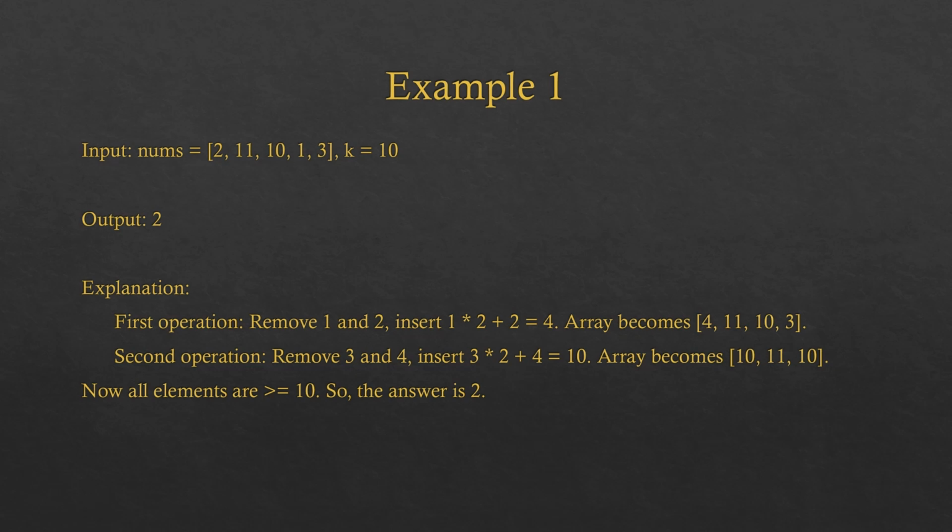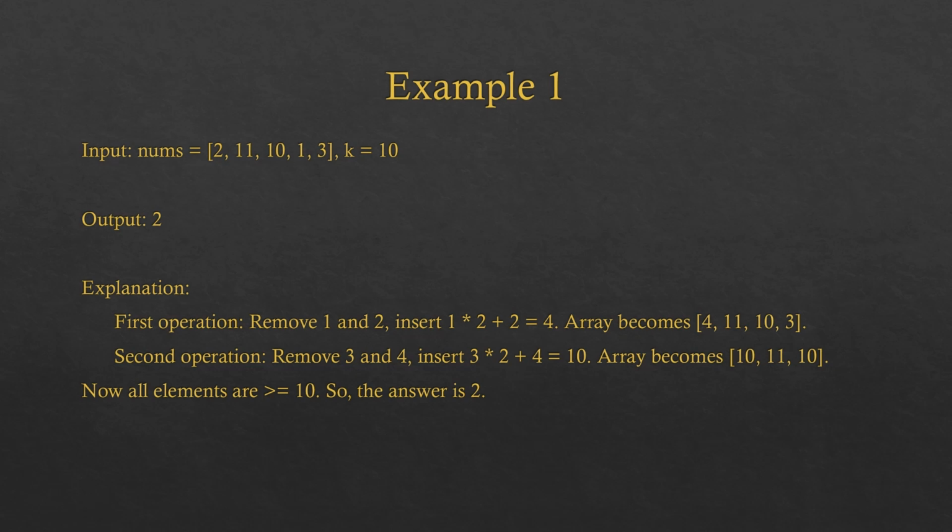Let's take a look at example 1. We have the array with elements 2, 11, 10, 1, 3 and k equals 10. The goal is to make all elements greater than or equal to 10.